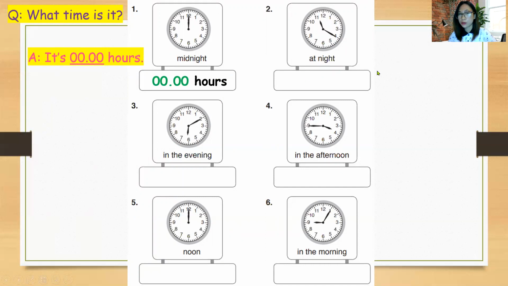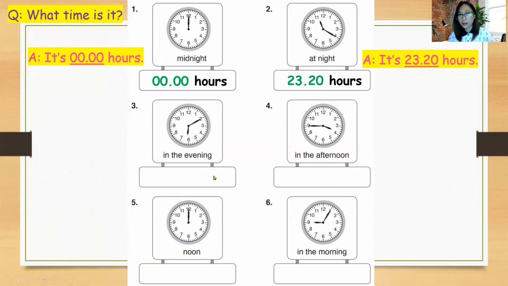Let's go to number 2. At night. So this is past 12. Okay, go. Okay, the answer is 23:20 hours. It's 23:20 hours.